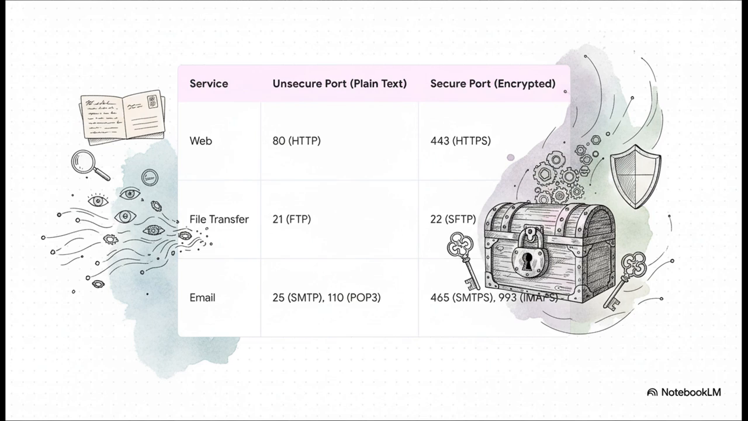Unsecure ports send data like a postcard. Anybody who intercepts it can read it. But secure ports, like HTTPS on port 443, use encryption. That's like sending your data in a locked box. Only the sender and receiver have the key.